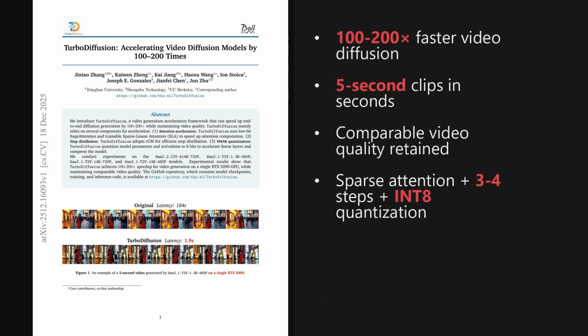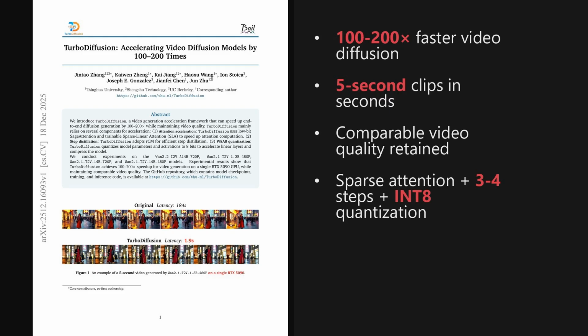I'm Alex. Today we're looking at a paper from the Hugging Face trending list, published on December 18th, 2025, about a week ago. This paper claims end-to-end video diffusion generation speedups of about 100 to 200 times on a single RTX 5090 GPU while keeping video quality comparable. The paper is titled TurboDiffusion, Accelerating Video Diffusion Models by 100 to 200 times.